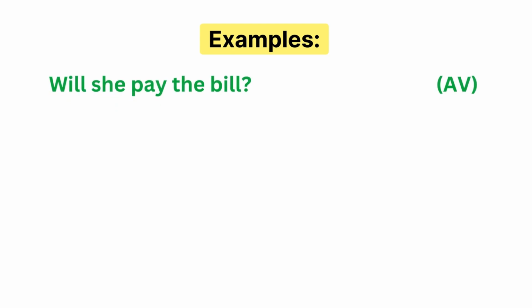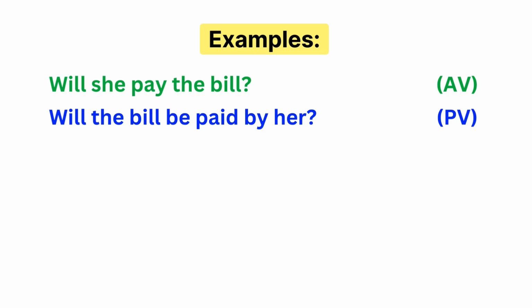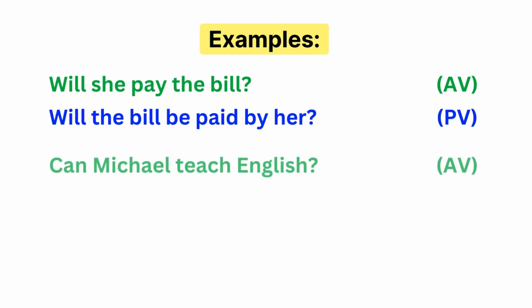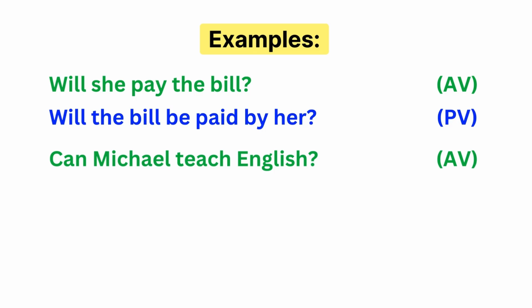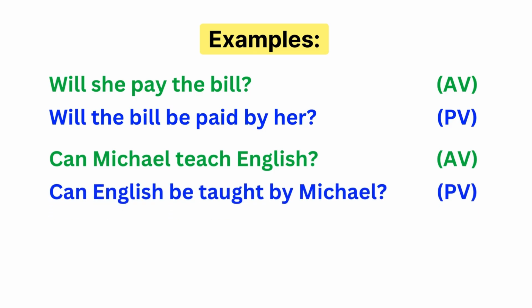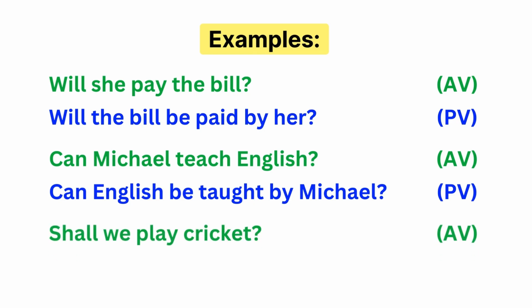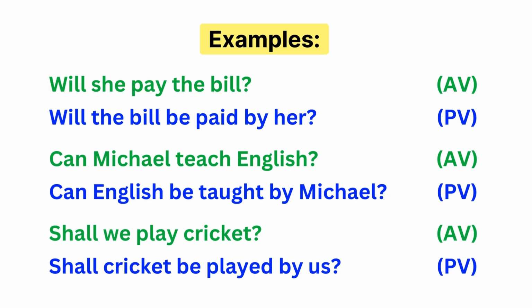See some more examples for further clarification. Will she pay the bill? Will the bill be paid by her? Can Michael teach English? Can English be taught by Michael? Shall we play cricket? Shall cricket be played by us?